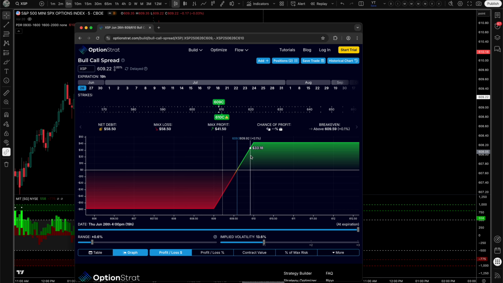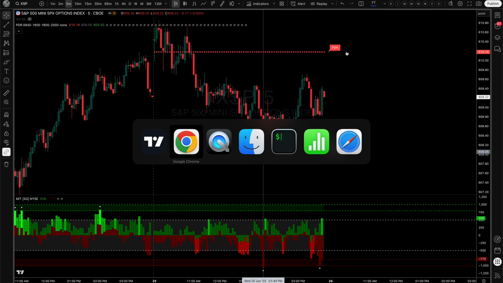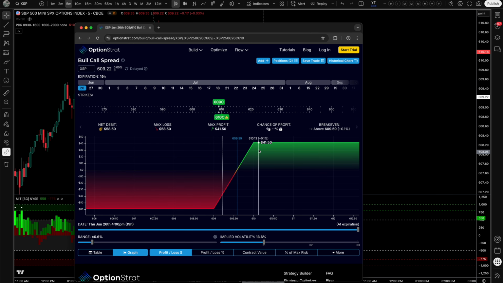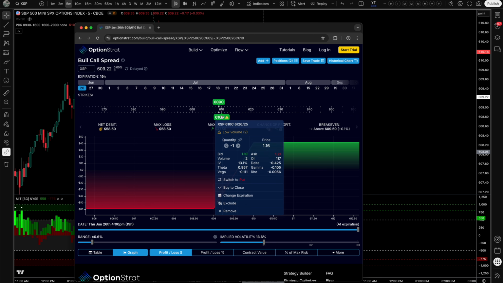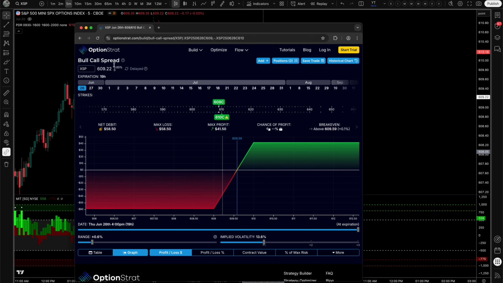Now, if we get to 610, which is theoretically possible because the prior day's range was 610, the market's already been there. That's not that hard. That's pretty reasonable. If we get that, look what we make, $41, versus the other trade, where we take this back out, we lost $72. So this is one thing you could do, a bull call spread. Fantastic. Completely shifts the odds.